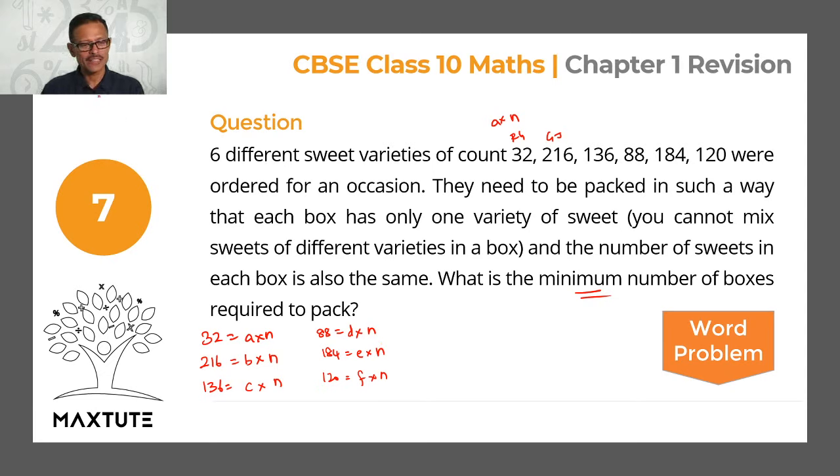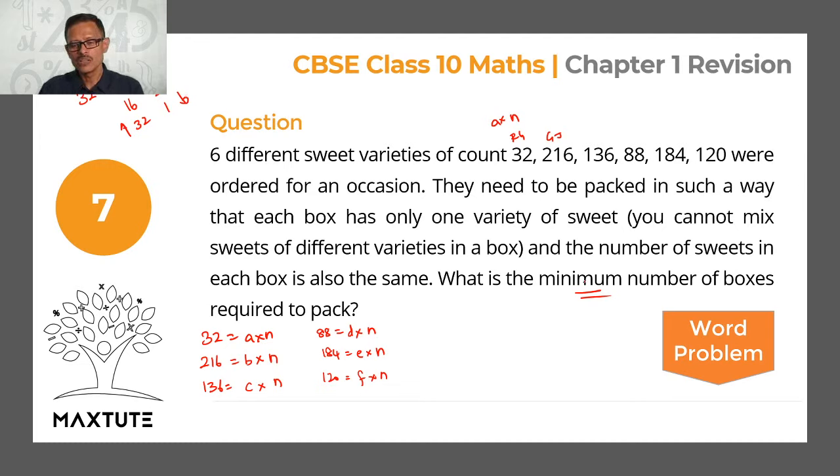Now hold on for a minute. This 32 sweets, can I pack it as 4 sweets in a box and a certain number of boxes? 4 into 8 is a possibility. I can do 16 sweets in a box and have 2 boxes. I can pack 32 sweets in a box and have 1 box. As the number of sweets in the box increases, the number of boxes will go down.